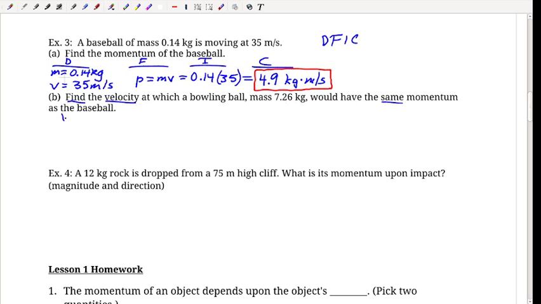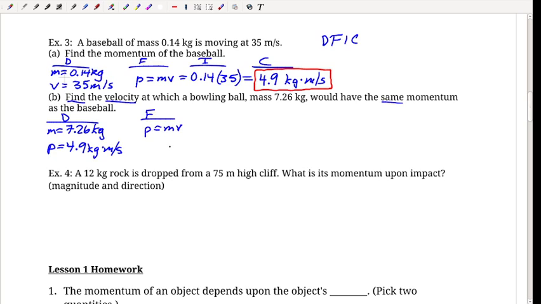So again, D for data. What do we know? Well, we know we have a mass of 7.26 kilograms. We know we have a momentum that is the same from the previous question, so my p is 4.9 kilogram meters per second. Remember to watch out if things are in base units or not. If these are not in base units, you need to practice some unit conversion. But fortunately, everything so far has been in base units. Pull out your formula, which we're looking at again, p equals mv.